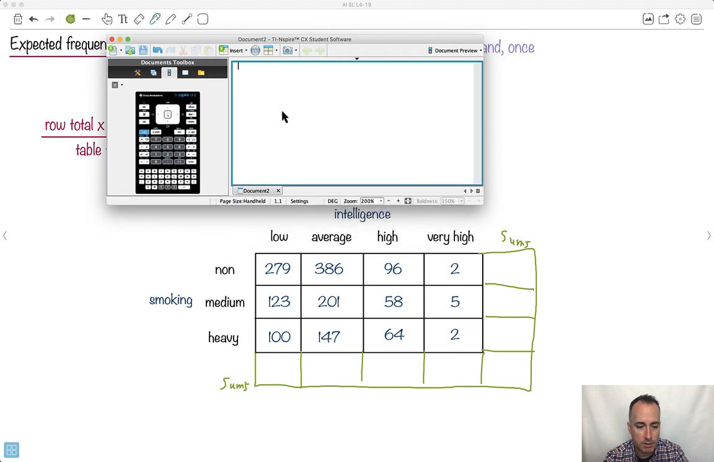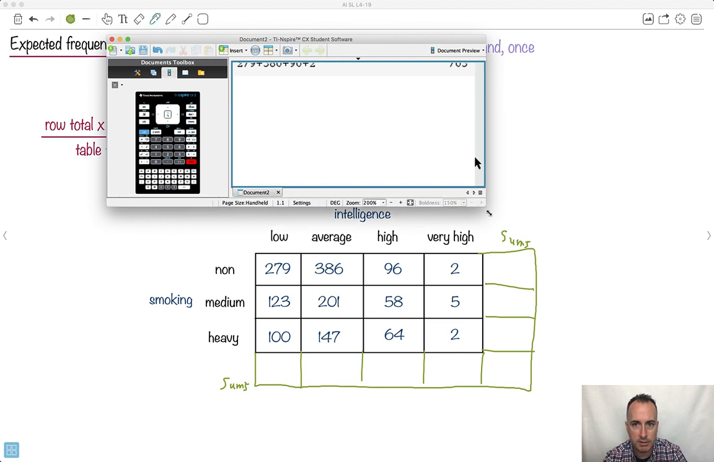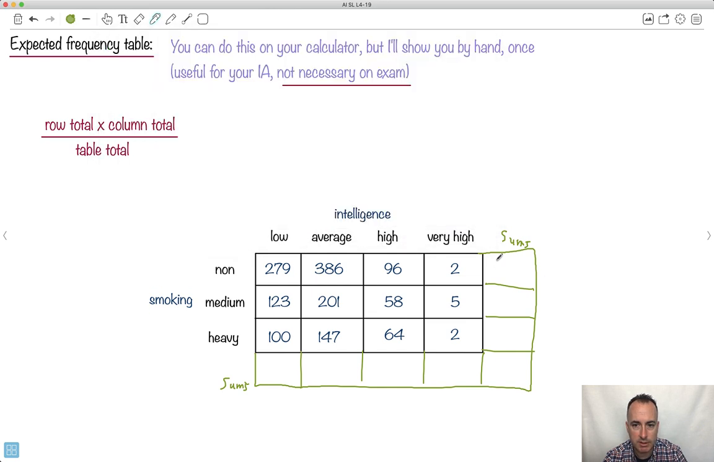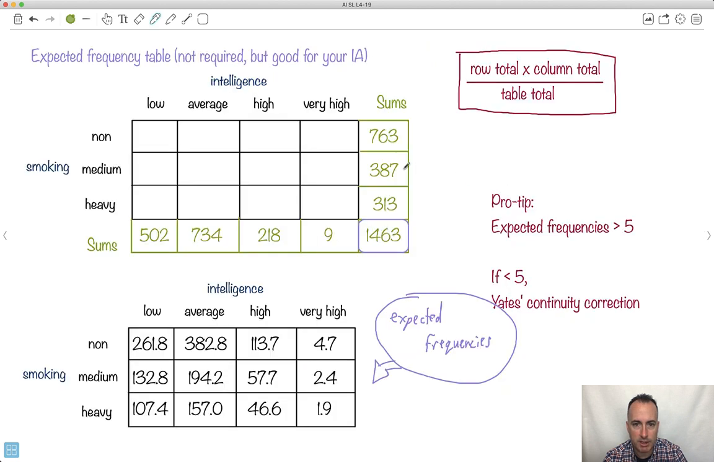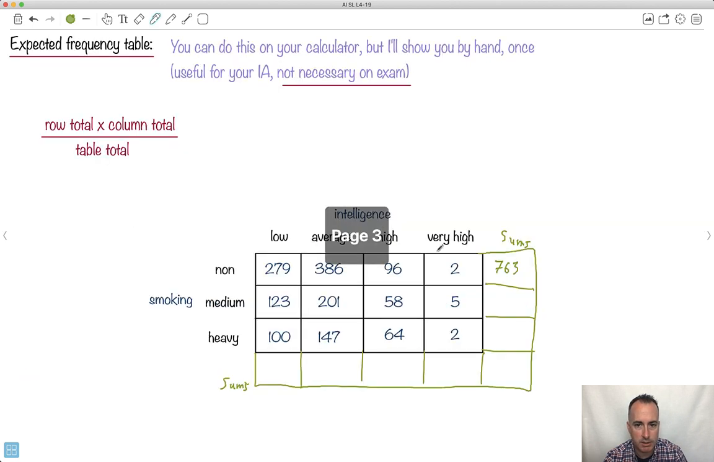So I want to do 279 plus 386 plus 96 plus 2. Do you get the idea what I'm doing here? So what answer was that? 763. Do you see what I've done here? 763. Keep in mind, similarly, I'm going to do the same thing. So 387, 313.